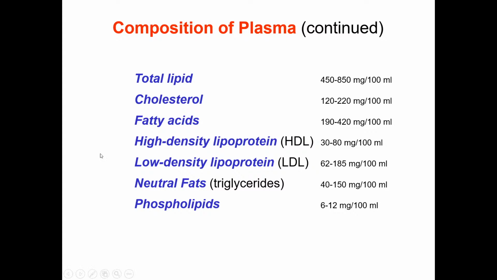In addition to that, we have the lipids in the blood plasma: cholesterol, fatty acids, HDL or high density lipoproteins, LDL or low density lipoproteins, then the neutral fats, which are basically derived from the diet we are taking, and the phospholipid molecules.